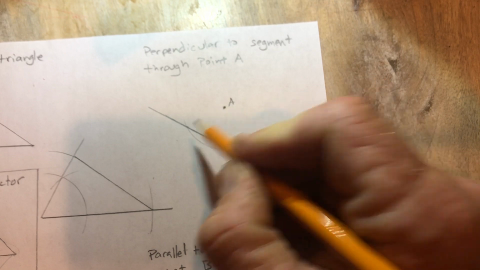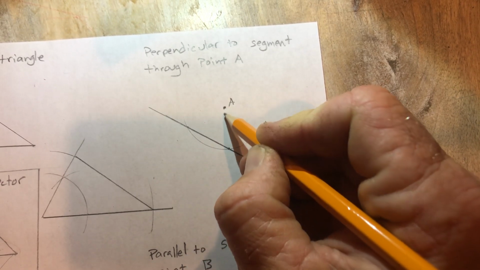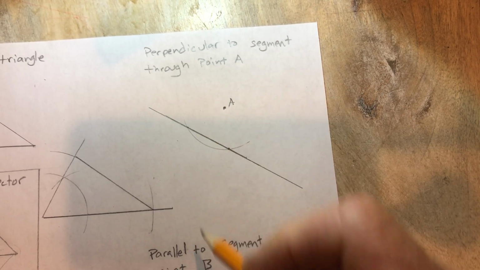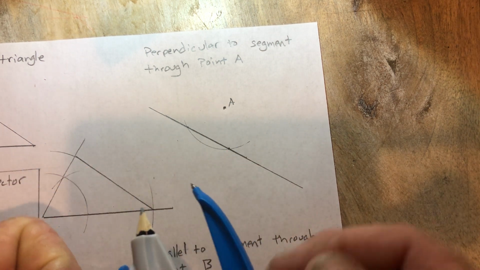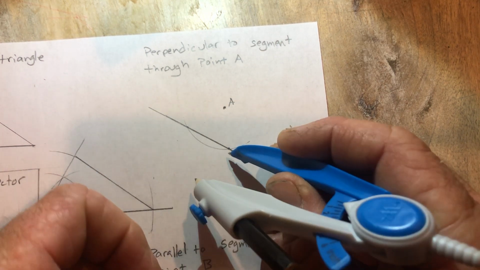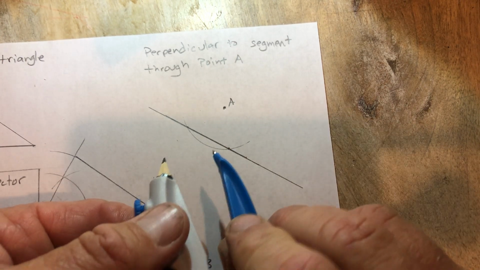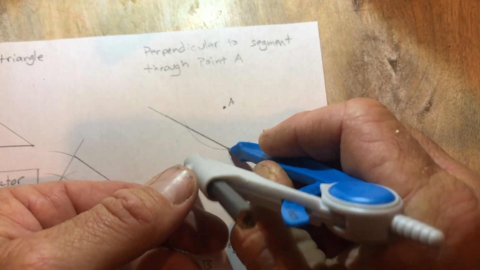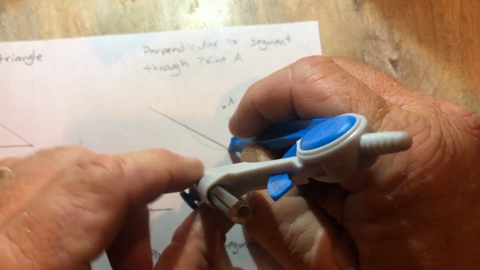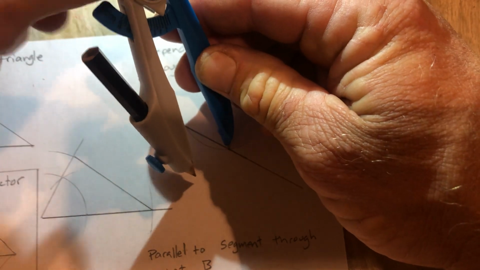Okay, and now what I've done is I've created two points here and here that are equidistant from point A. So I've essentially got this length and this length are equidistant. Okay, so now I'm going to take my compass and put it in. It just has to be more than halfway across here again. But I'm going to put marks out below this from each side that are congruent.